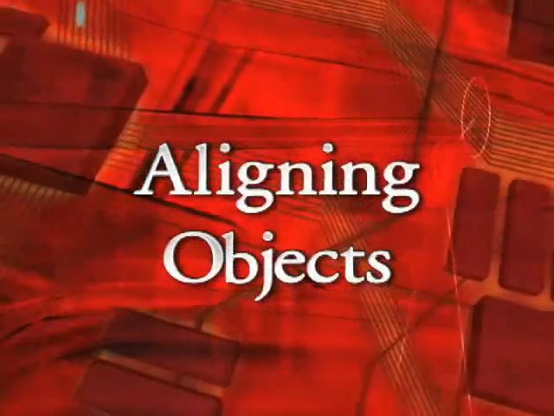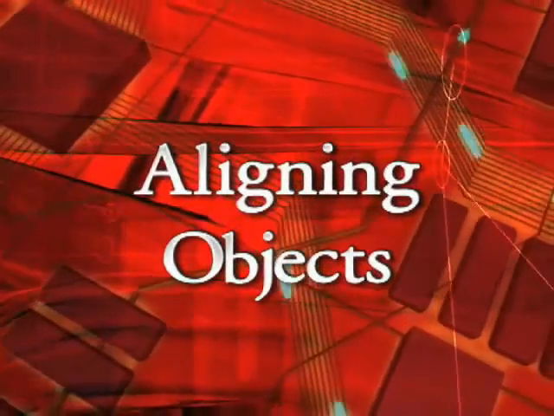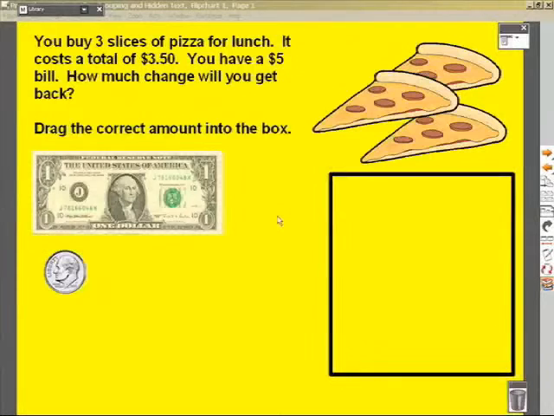Let's look at some ways that we can align up objects on our Active Studio page. I would use that in a lesson like this, where I have a question of how much change a student is going to get back. I want them to drag the appropriate answer into the box.